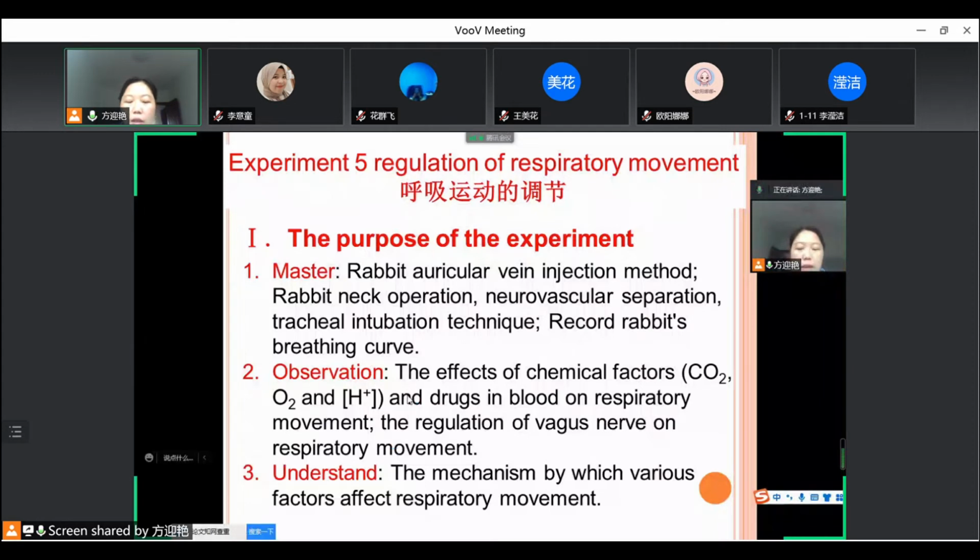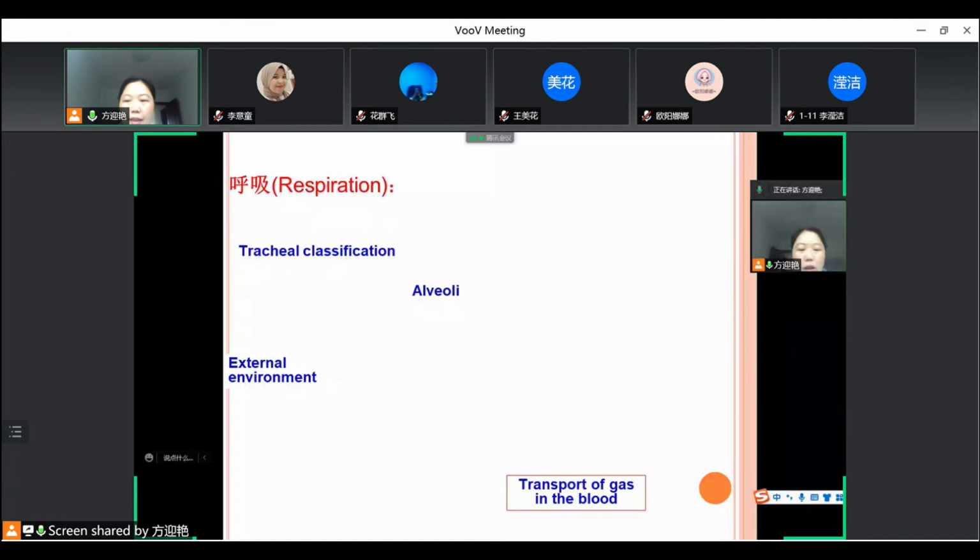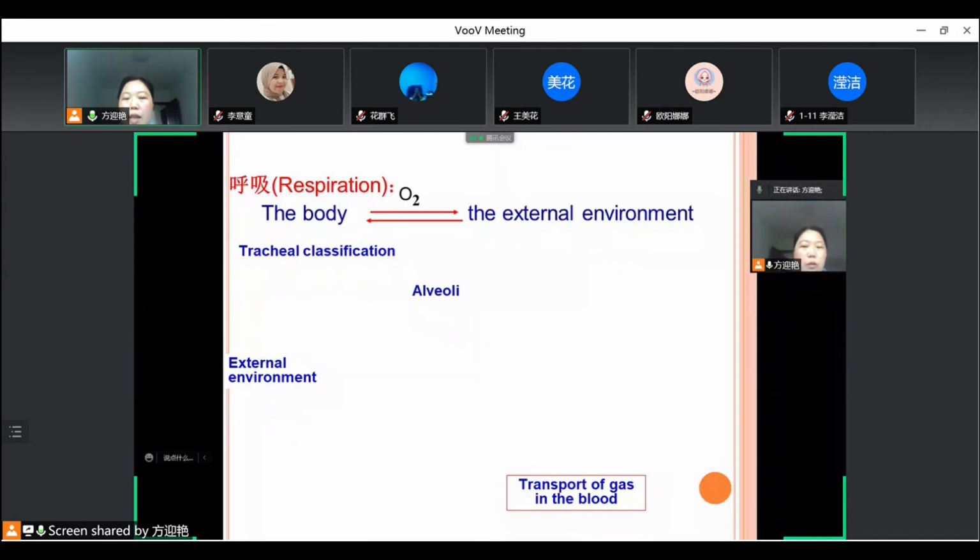Before we study the experiment on respiratory movement, I hope you review the knowledge of what respiration is. Respiration, as we know, is the gas exchange between the body and the external environment.